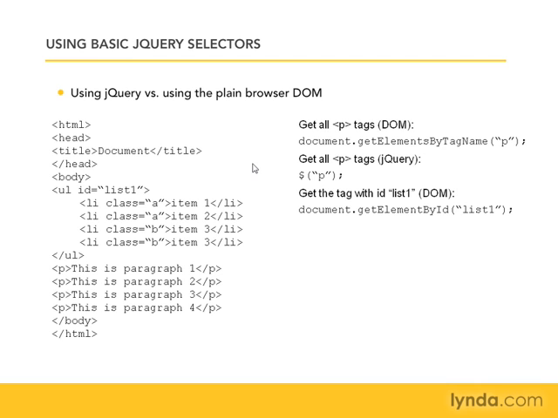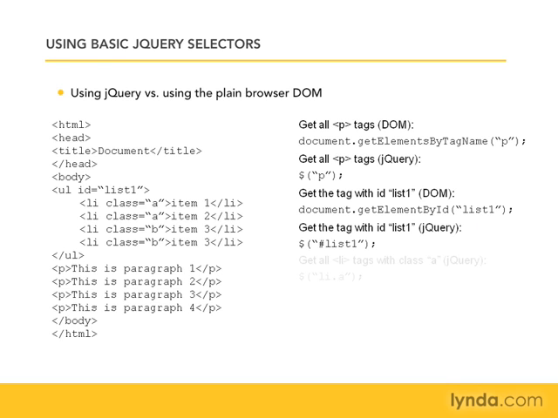Okay, suppose I wanted to get the tag that had the ID list1 on it. Again, using the DOM, I would use the standard DOM function getElementById, and I would give it the ID, and that's this list right here. That's what the DOM would come back with. Do the same thing in jQuery. You can see I'm just using standard CSS syntax, a little hash mark with the ID in front of it, and that comes back with the element for that ID.